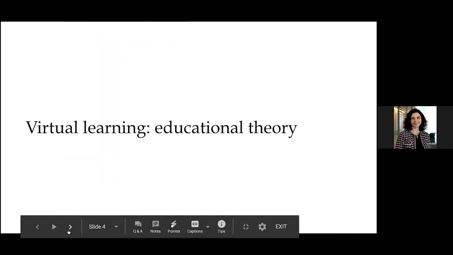Next slide. So my bias as a health professions education scholar is to always start with theory. And fortunately, there is a reasonable basis on which we can do that in this context. Next slide.